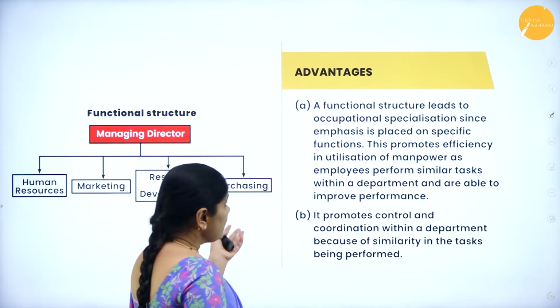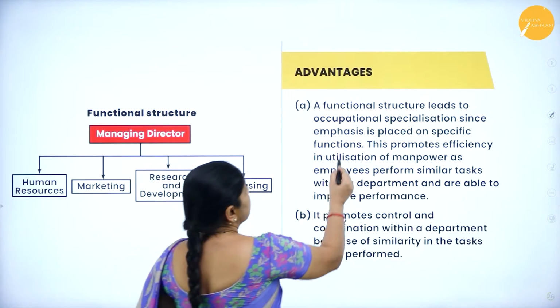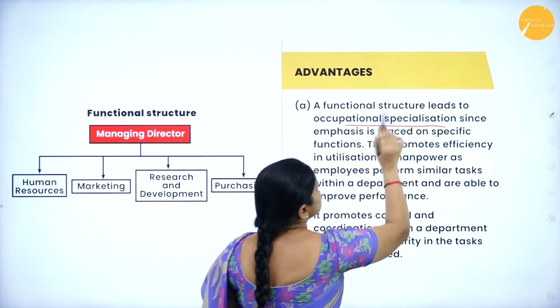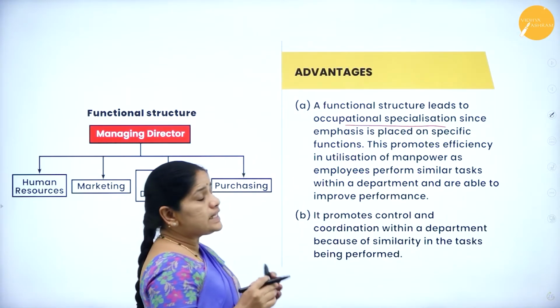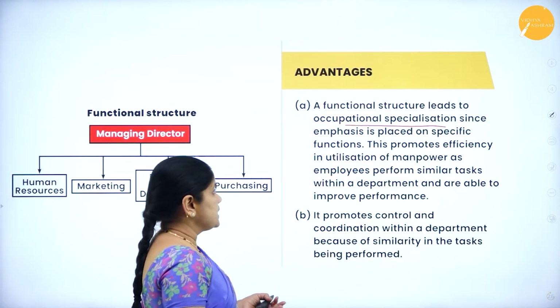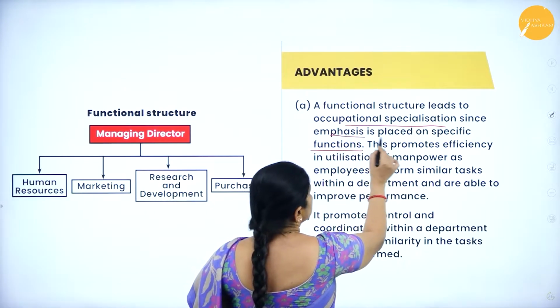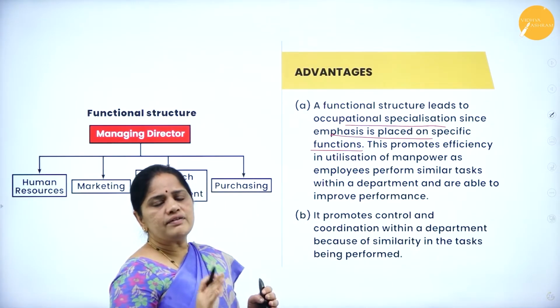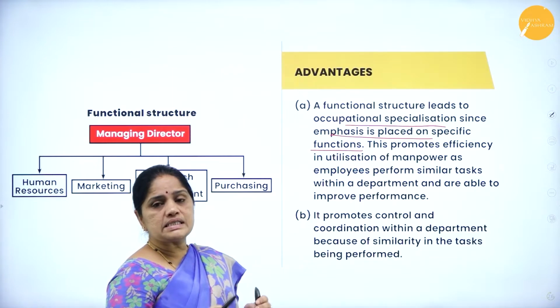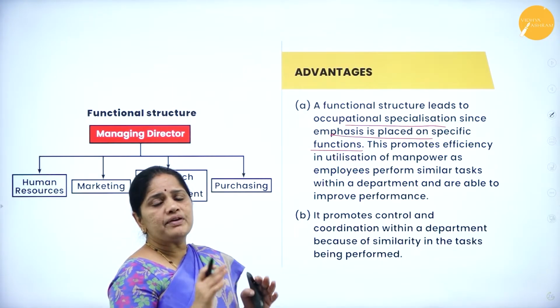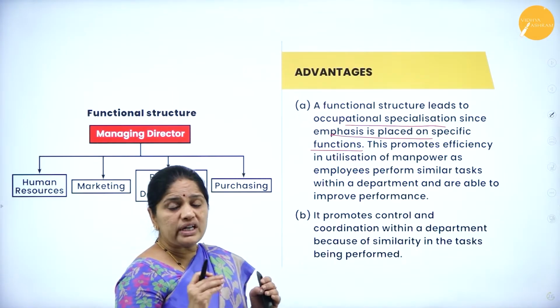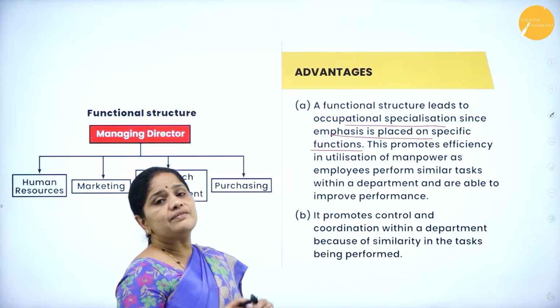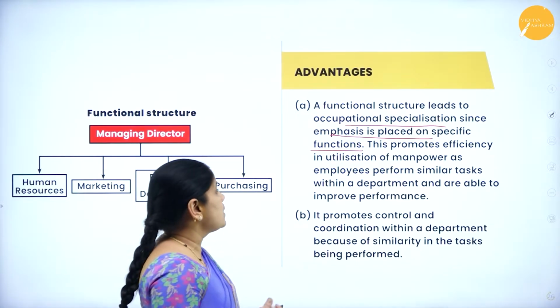Now, in a functional structure, it will lead to occupational specialization. Why does it lead to occupational specialization? Because the emphasis is placed on specific functions. So, what are the functions to be done by the persons in that department? You will be focusing them on doing only those functions. So, in other words, you are creating specialists out of them.